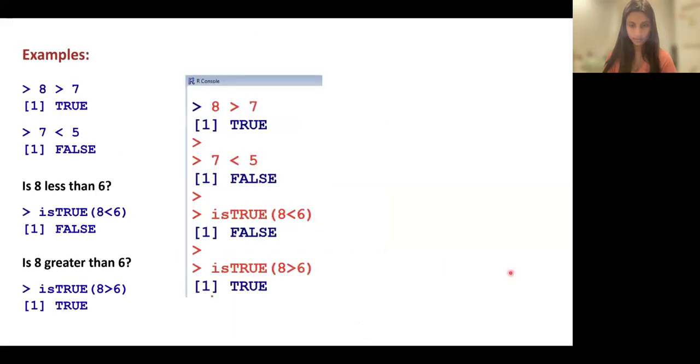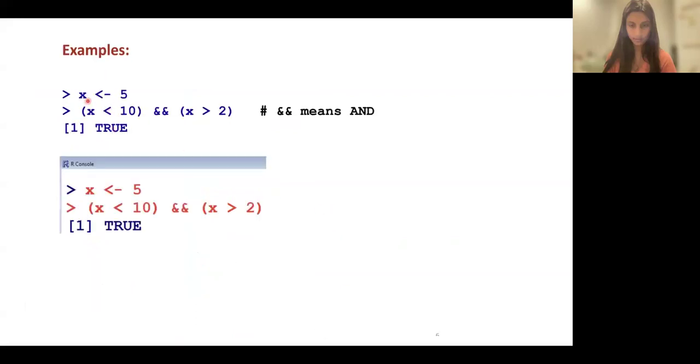So let's see some examples. If you just write 8 > 7, it is true, so the R output would be TRUE. 7 < 5 is false, so you get FALSE. If you simply write 8 < 6, it will still give you TRUE or FALSE. You could also do isTRUE(8 < 6), and it gives you FALSE. You could use any of these functions or logical operators to get the answer.